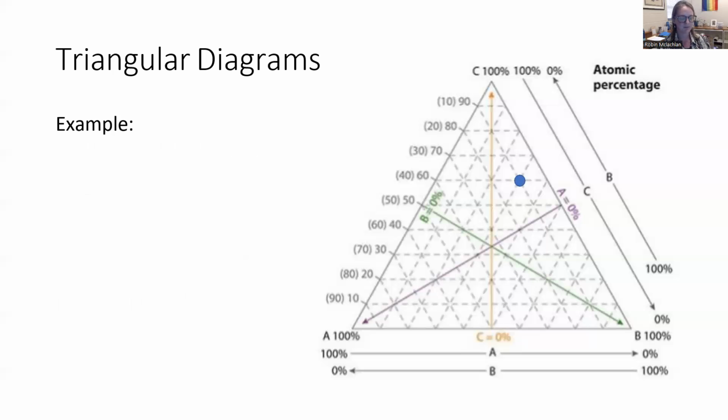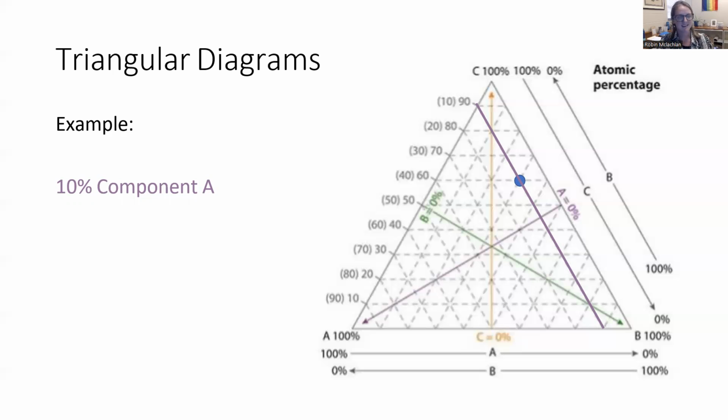Now, for example, I have plotted a blue dot on this triangular diagram, and we're going to figure out how much A, how much B, and how much C is in it. To figure out how much A, we are going to follow along that purple line, which starts at 0% on the right and then works up to 100% in the lower left. So that blue dot is on not the 0 line, but the next line, which is 10% A.